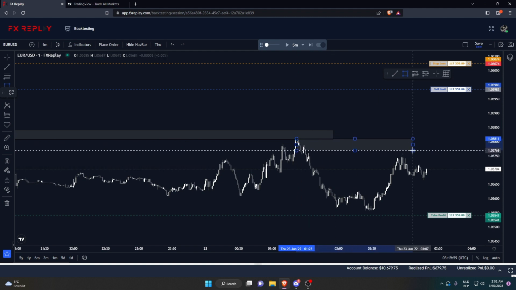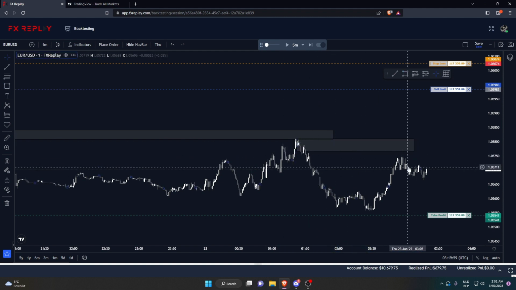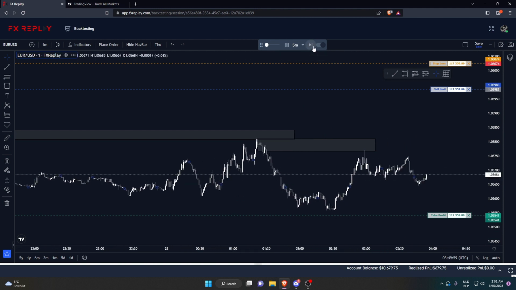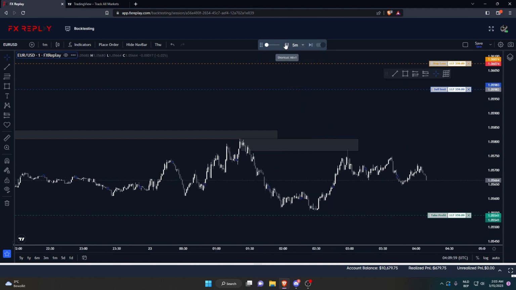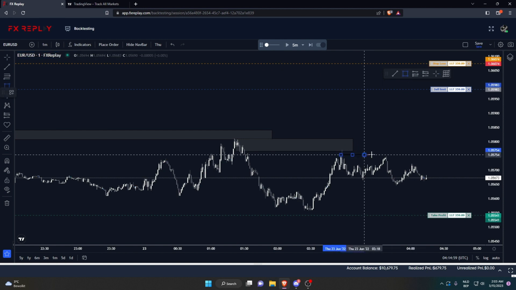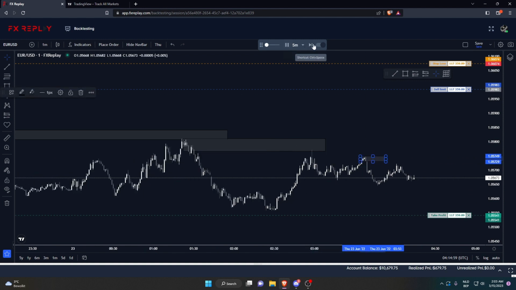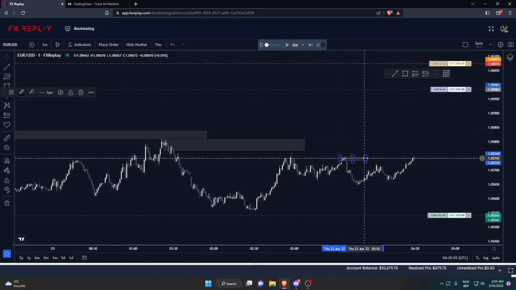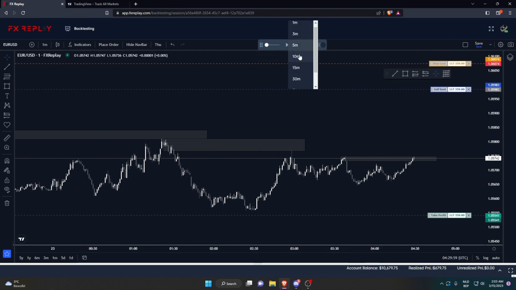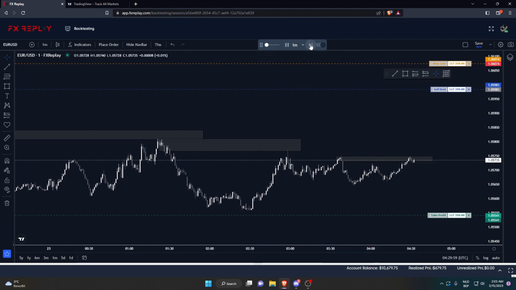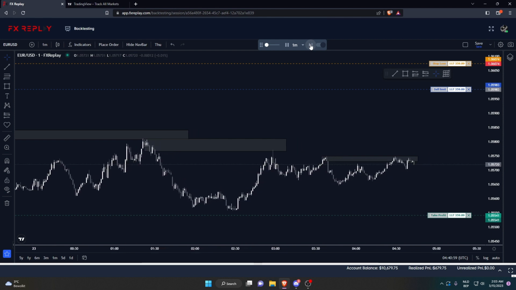Could have taken this one, and then see price perfectly taps into it again. And let's see, you break the structure again. Well, it's not really a good structure break because trend is slowly shifting bullish on the 1 minute. See, price comes in. You want a reaction on the 1 minute. You want a reaction. You don't want to be blindly entering limit.